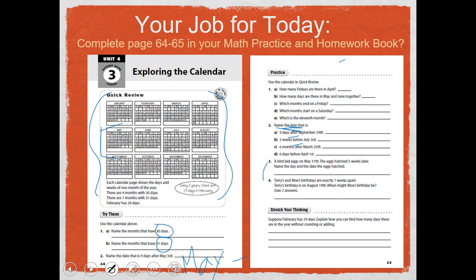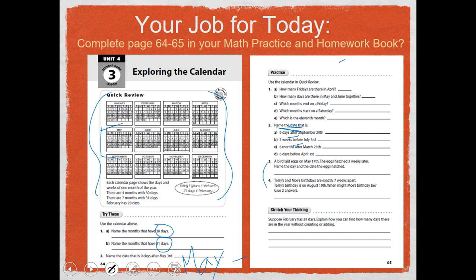Then we have 2 word problems here. So a bird laid eggs on May 17th. The eggs hatched 3 weeks later. Name the day and date the eggs hatched, okay? So this one you have to name the day and the date, so you could just write the long date, which is Saturday, May 19th or something like that. You can even put the year, but you don't have to.